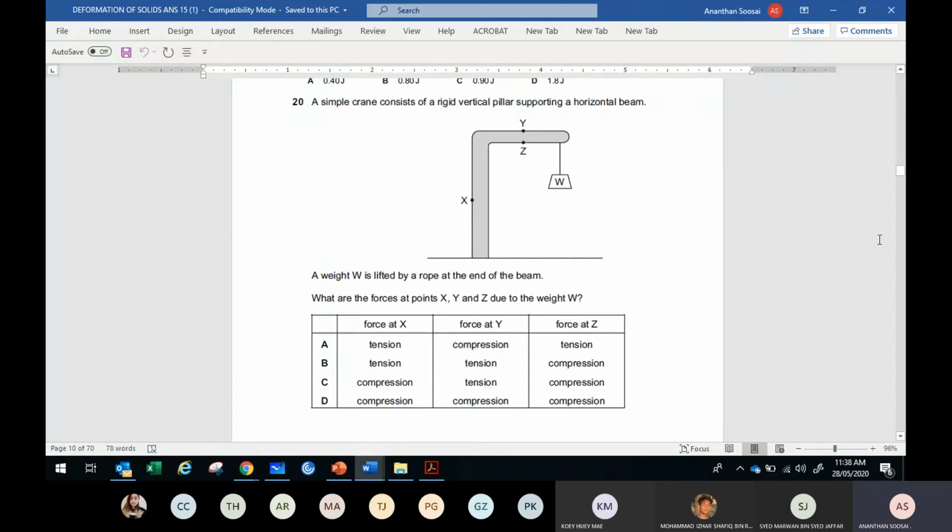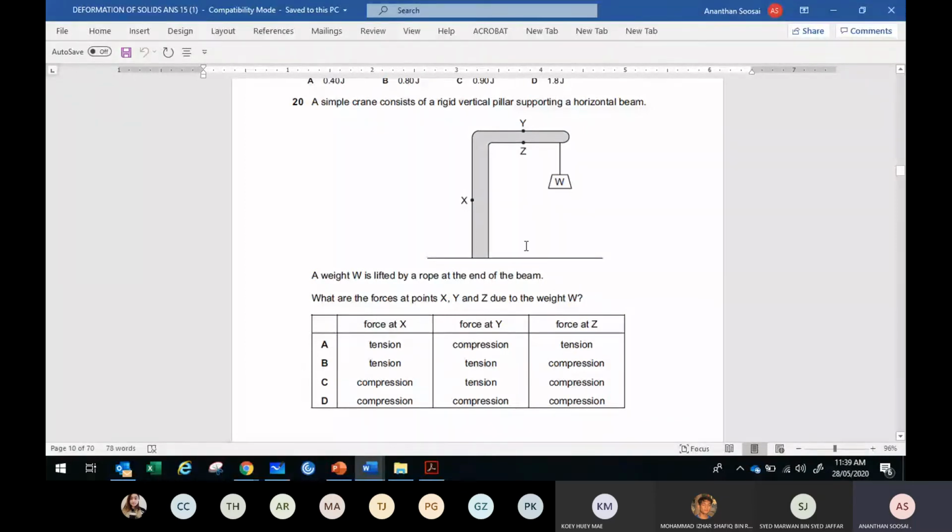So which part of the body is under extension? Which part of the body is under compression? A load is applied at the edge, L-shaped structure. Okay, I receive answer. It's B. Is it B? X is under tension. Y is under tension. Yeah, good. Z is under compression. Okay, so the answer should be B. Do you agree, everyone?